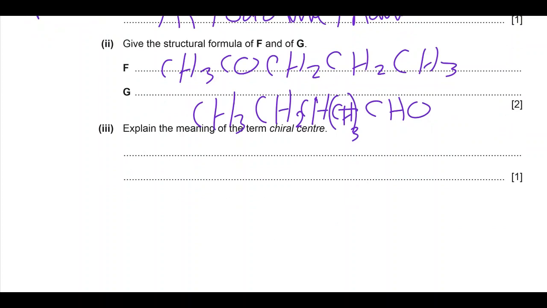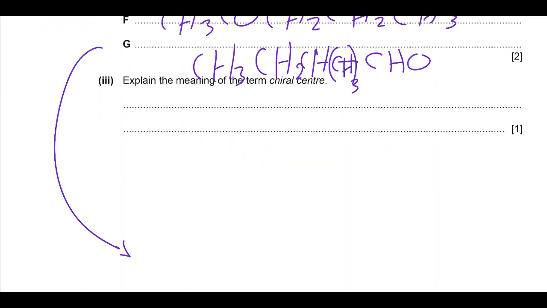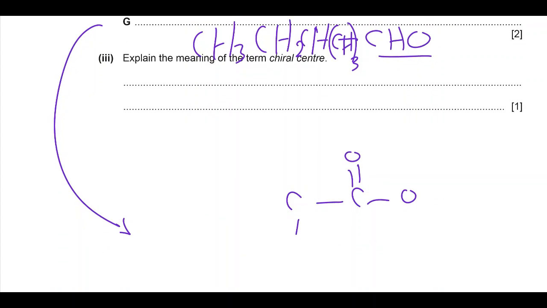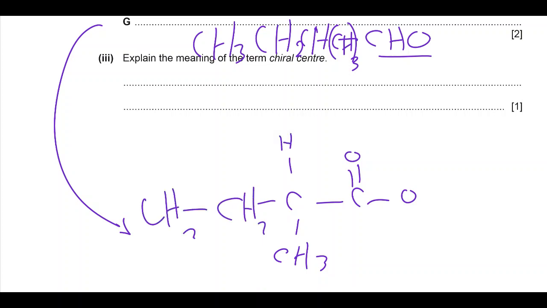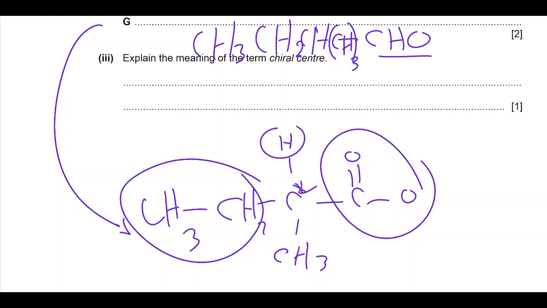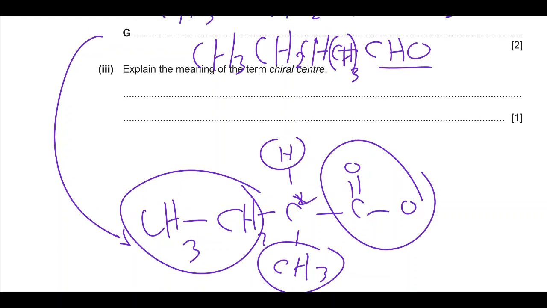To understand this part, I'm going to explain it here. G, that means you have this CHO, then you have CH. This CH is bearing this methyl group, and here H, CH2, CH3. So this carbon is a chiral carbon. Why? Because there are four different groups. So explain the meaning of the term chiral center.